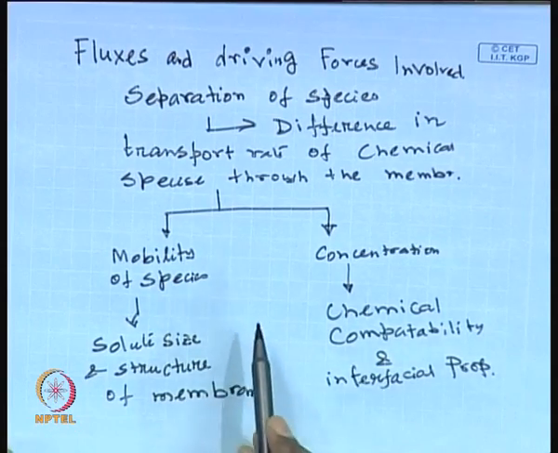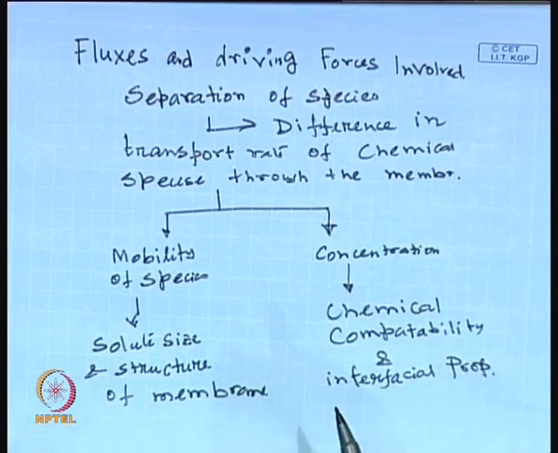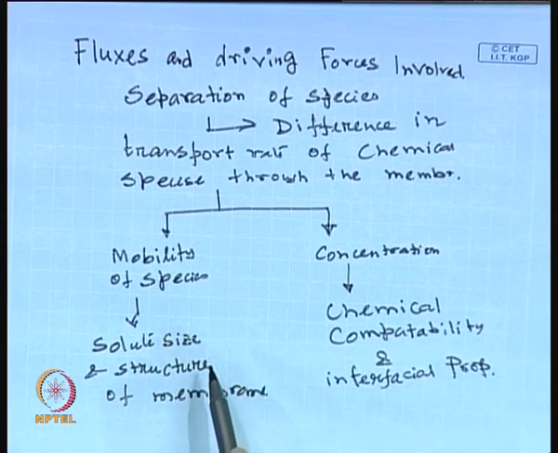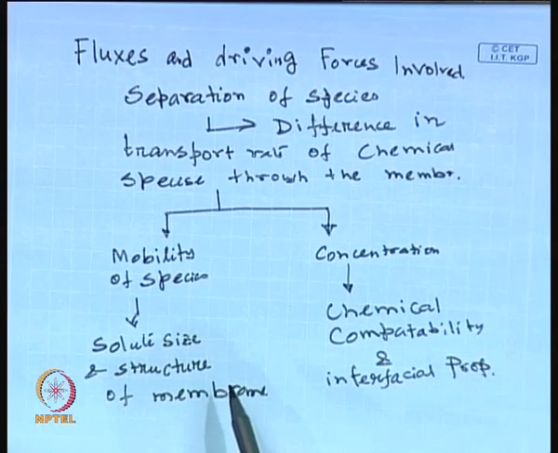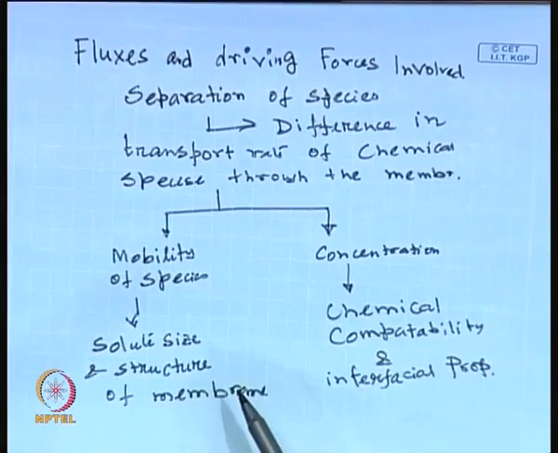Now, mobility of the species will depend on the solute size and structure of the membrane. If the solute size is small compared to the membrane size, for example, let us say a salt solution, salt species in a microfiltration membrane. In a microfiltration membrane, the pore size is extremely large. On the other hand, the salt size is pretty small. So, there will be almost convection of the salt through the membrane pores.